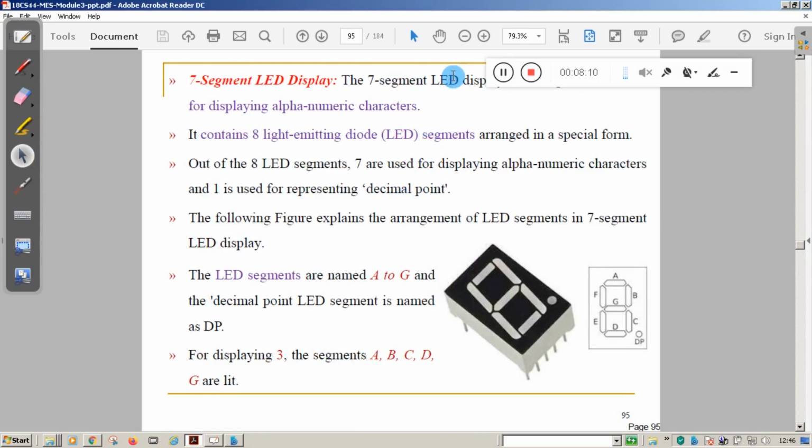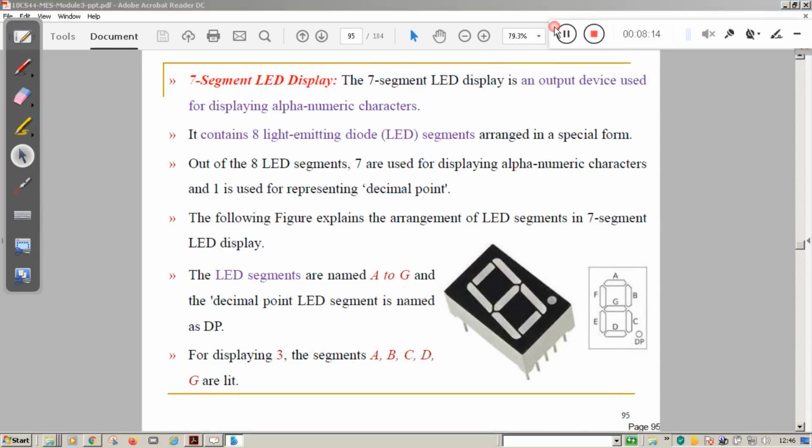Next we will move to the 7-segment display. In the 7-segment LED display, we are using 8 LEDs. Normally 8 LEDs are connected in this fashion. Here you can see there are 8 LEDs: 1, 2, 3, 4, 5, 6, 7 and 8. These 7 LEDs are used to display alphanumeric characters, and the last LED is used to display the decimal point.